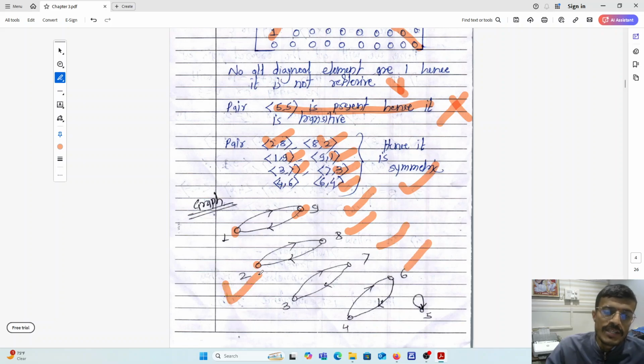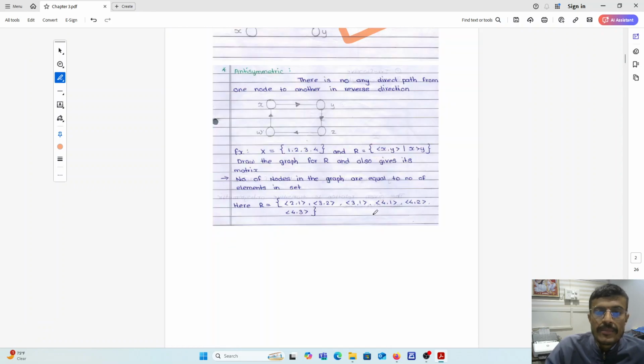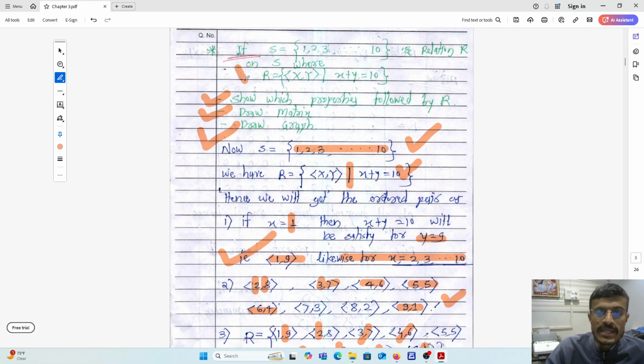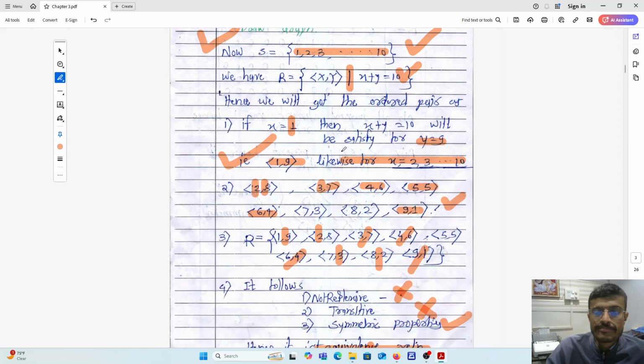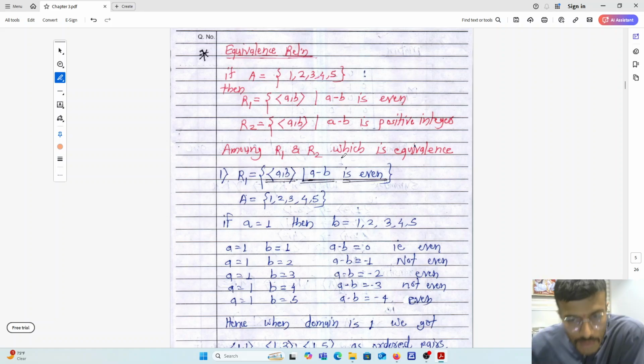Okay. So it has only the symmetric property, it does not have the reflexive and transitive properties. Means the given example is not an equivalence relation. Now we have to see more examples.